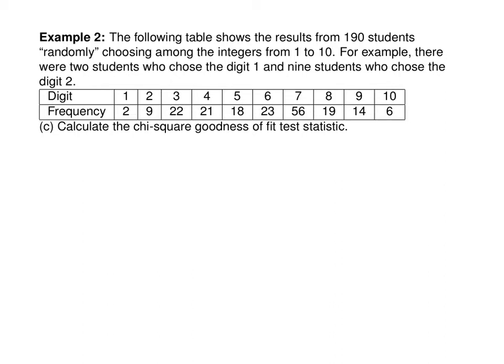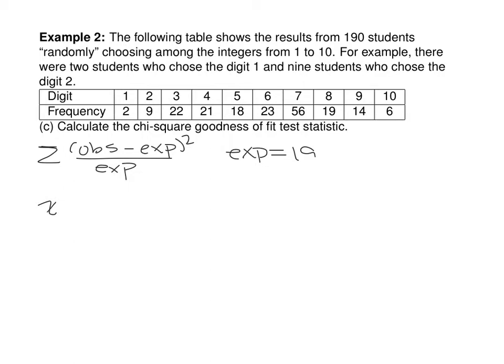All right, calculate the chi-square goodness of fit test statistic. This is the same format as the previous test statistic. It's the sum of the observed minus expected squared over expected. And the kicker here is your expected is equal to 19 for every single number, because you assume that those numbers were equally likely. The nice thing about this is there's no need to calculate an expected value from tables. There's no row total or column total. You get that from probabilities.